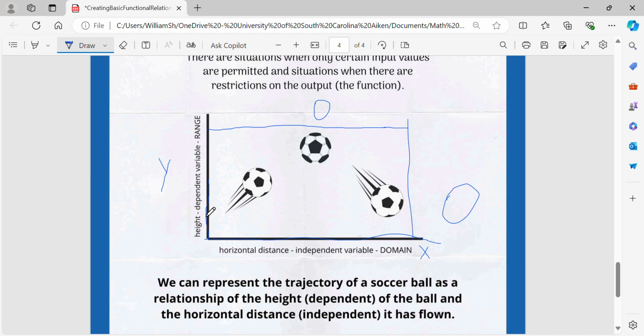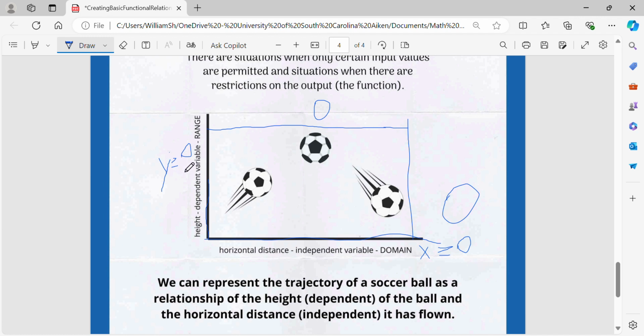We can only really kick it a positive distance because the direction we kick it still has a positive distance to it. Even if you turn around in circles and kick it the opposite way, that doesn't necessarily make the distance negative. The distance here is always going to be a positive distance. And like I said, we can't kick it below the dirt. So we also have the domain restriction that y has to be greater than or equal to 0, because that's the lowest it could be. And x also has to be greater than or equal to 0.